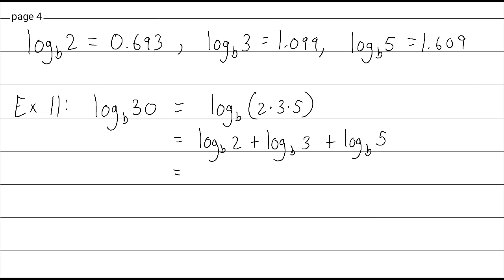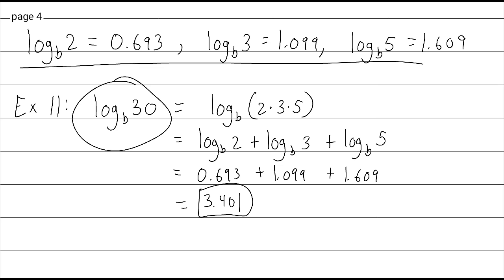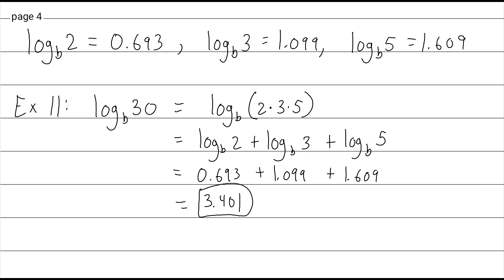Log base b of 2 was 0.693. Log base b of 3 is 1.099. Log base b of 5 is 1.609. I can add those three things together and get 3.401. I think I did that right. So I can find the value of this thing by knowing these, using the properties of logarithms. All right, let's do one more.